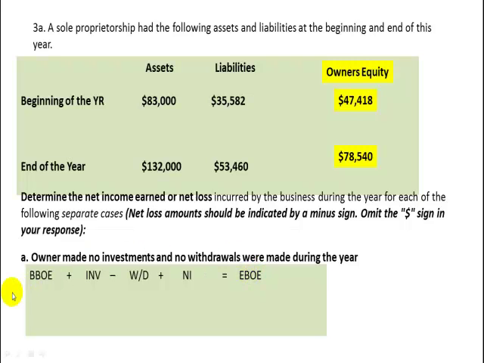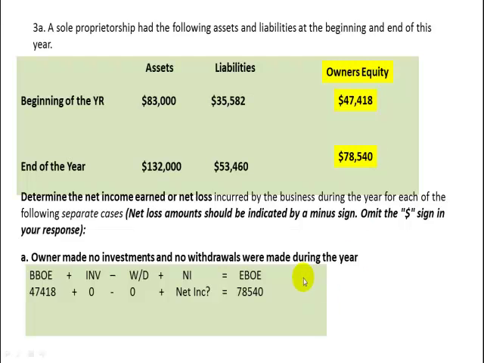So let's plug in what we know. We know the beginning balance of owner's equity, which is 47,418. We know investments were 0 because it said no investments were made. We know that withdrawals were 0 because no withdrawals were made. And what we're looking for here is net income. We know that the beginning balance plus the net income equaled an ending balance of owner's equity of 78,540. So everything that happened to owner's equity from the beginning to the end was a result of net income.